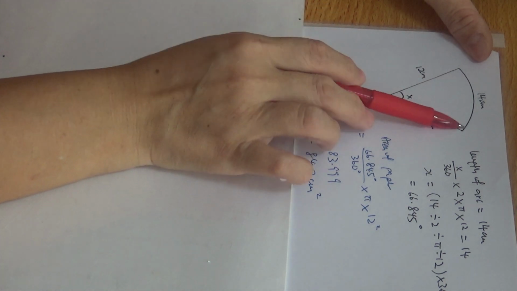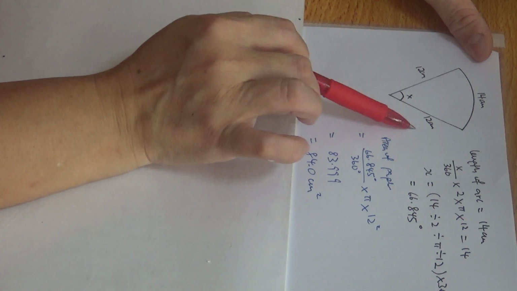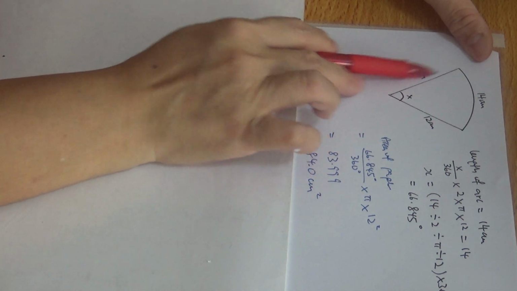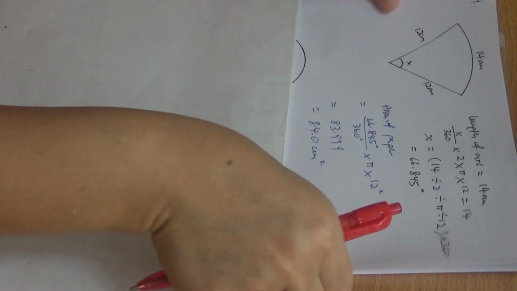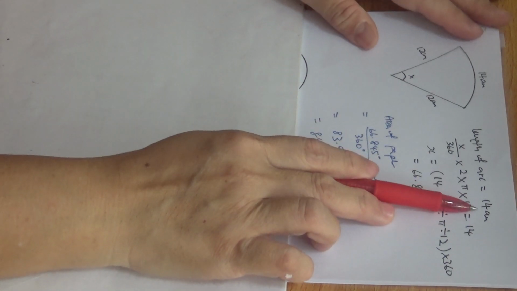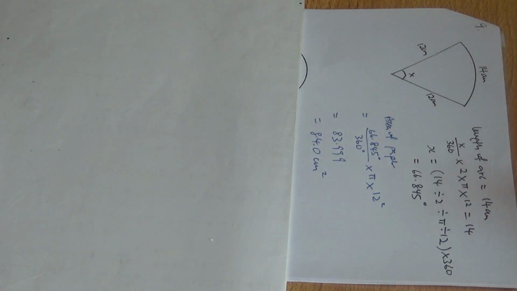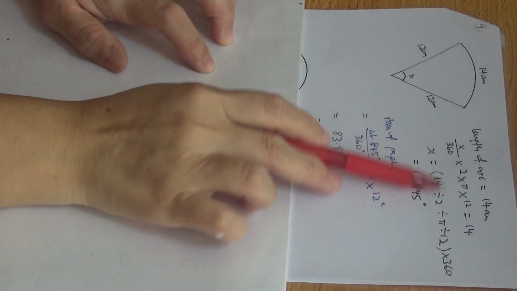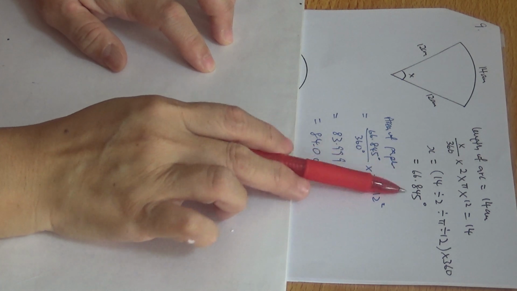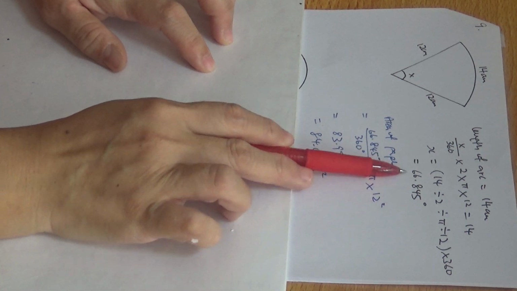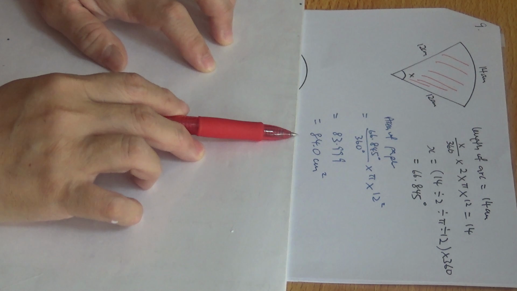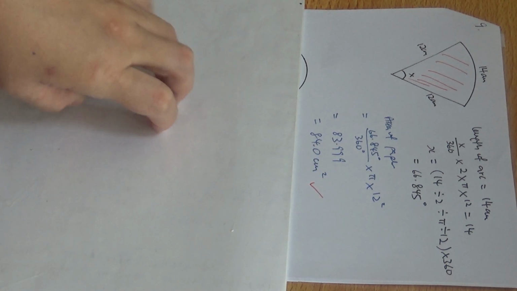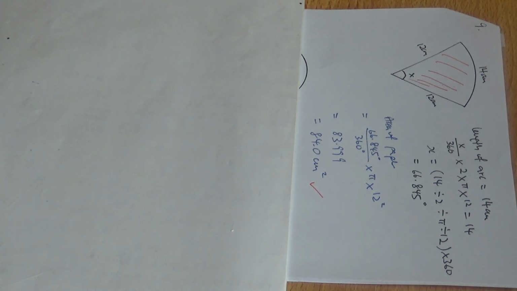Now, if we know that the perimeter is 38 and the radius is 12, we know that the arc length here is 14, because these three lengths must add up to 38. Now, we will use the length of arc as 14. We use the length of arc formula, equate it to 14, and find the angle subtended first. Once we find the angle subtended at the center, we are able to find the area of the sector. We apply the area formula, and we'll get 84.0 cm squared. So that will complete our question number 9.